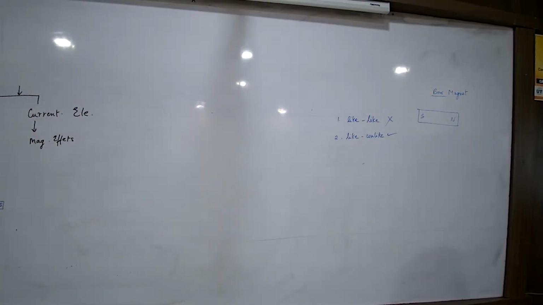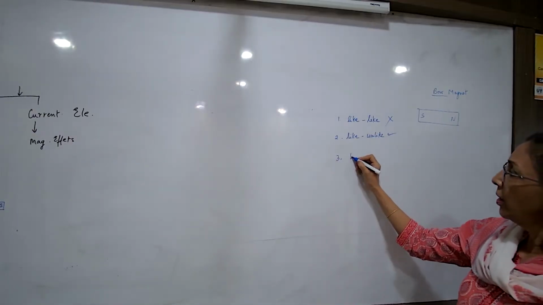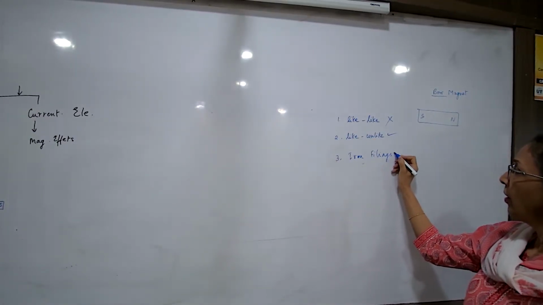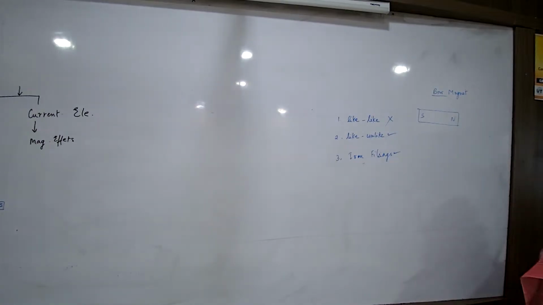So there's a very simple experiment. What do we do? We take iron filings. Filings are nothing but dust, fine pieces of iron. So we have this bar magnet, and we are keeping it on a sheet of paper. Imagine that we are performing the experiment, and we are going to sprinkle iron filings around.